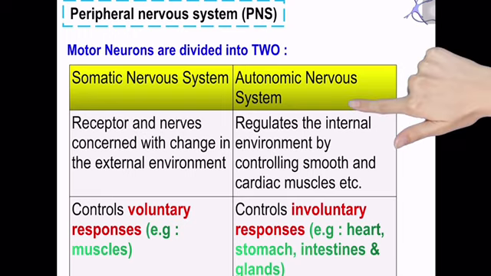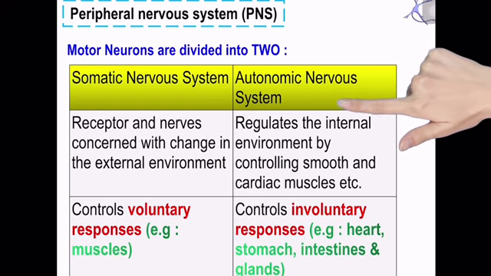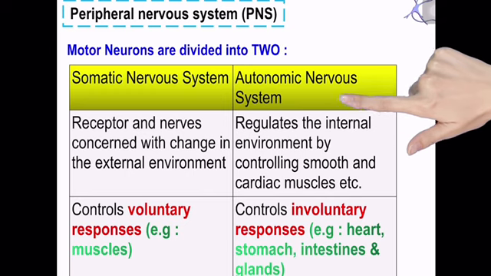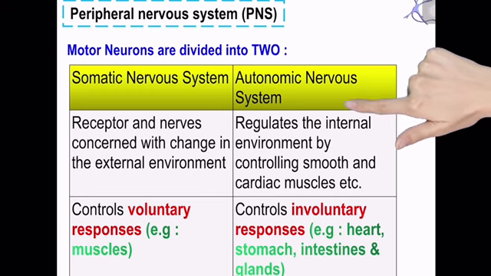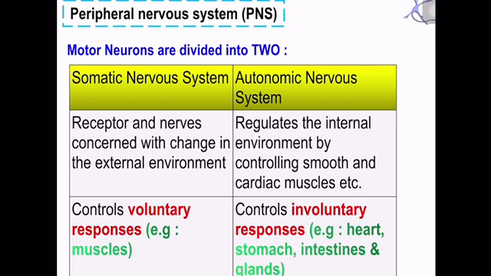However, autonomic nervous system will regulate the internal environment by controlling smooth and cardiac muscle. For example, it controls the involuntary responses in the heart, stomach, intestine, and glands.